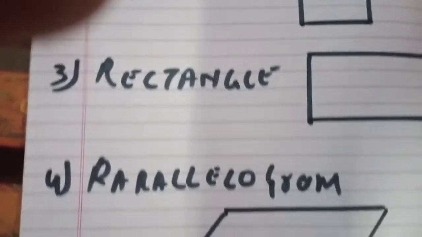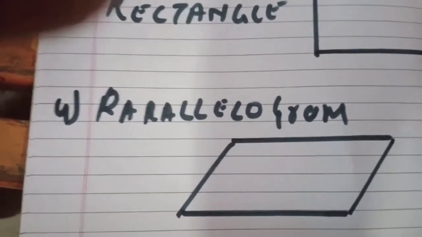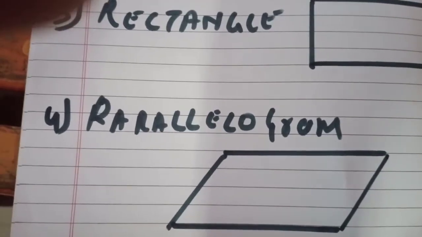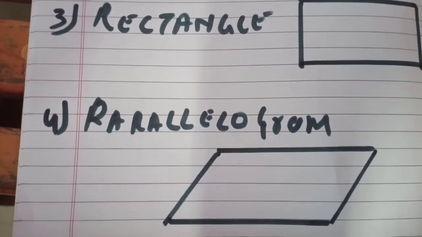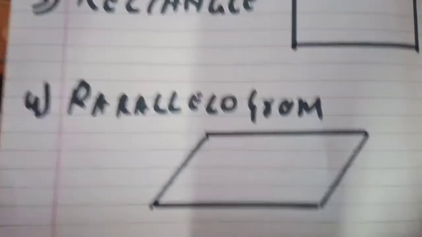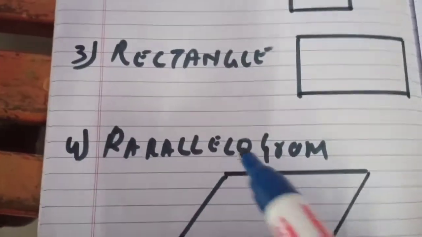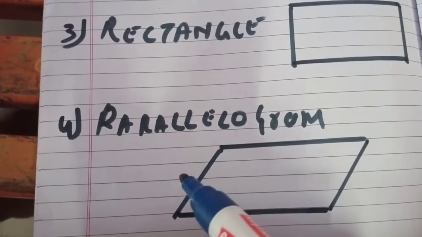The next one is a parallelogram. You see, this is also rectangular, but over here there are two acute angles and there are two obtuse angles. It's a bit different. Over here the lines are a bit tilted. If you see, the lines are a bit tilted, right?